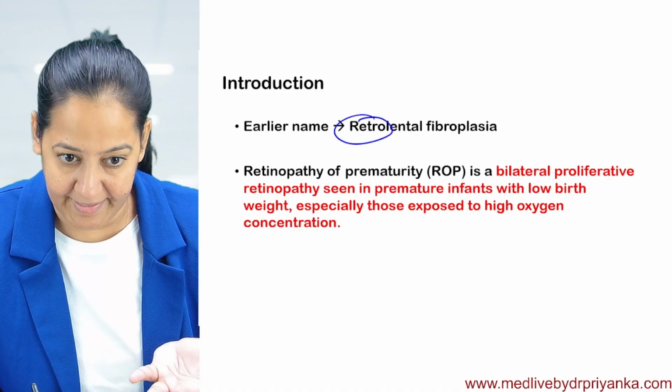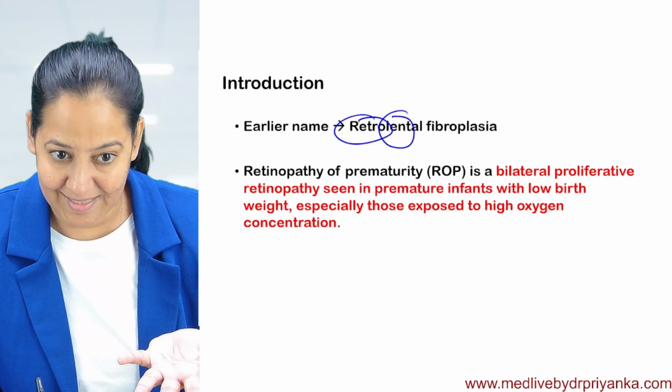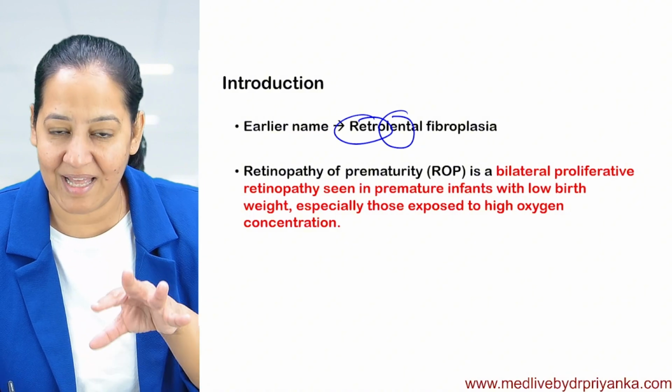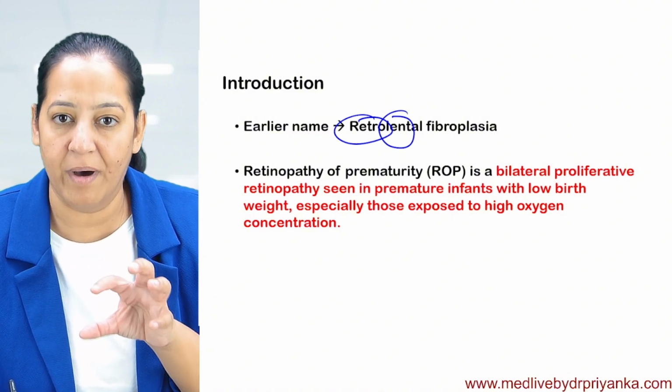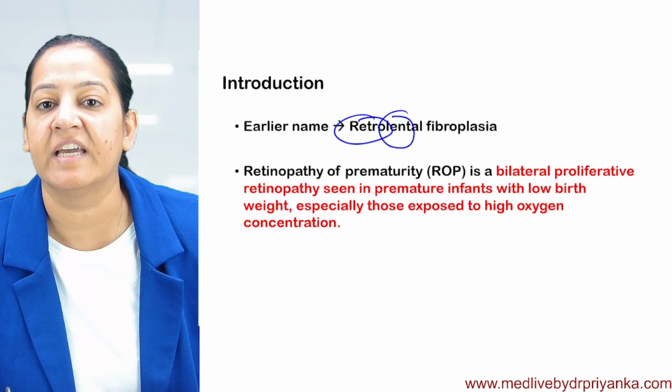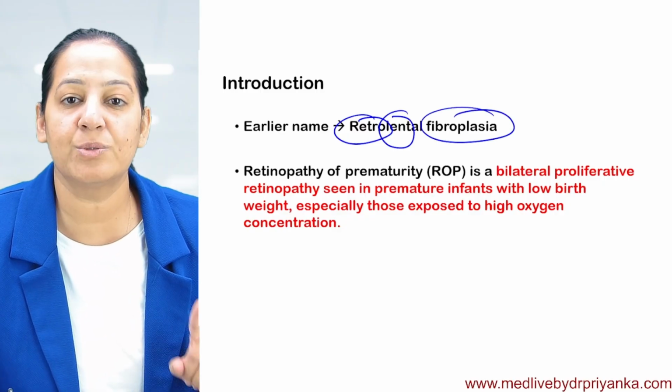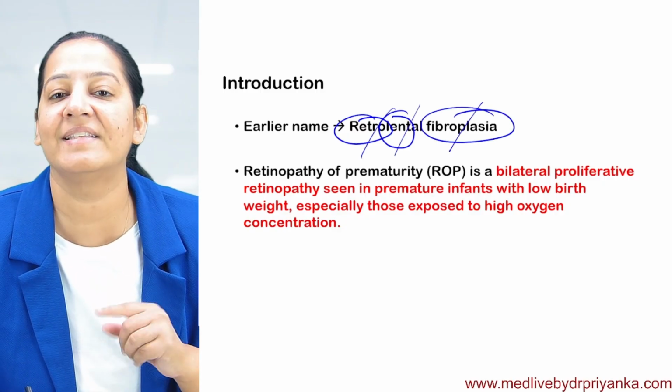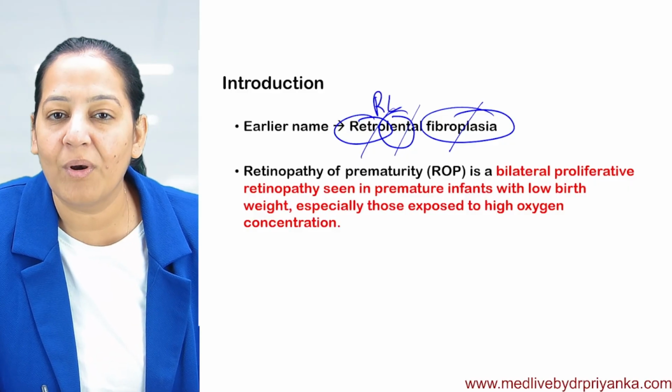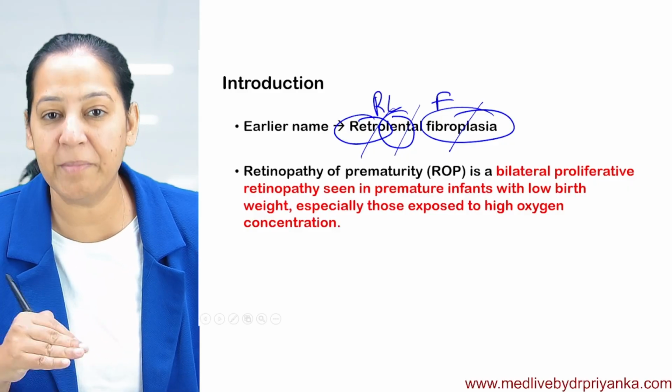Retro means behind. Lental means lens. Behind the lens, in the vitreous cavity, there is fibroplasia. So there is fibroplasia behind the lens. That's why it is known as retrolental fibroplasia. That's the other name given to ROP.